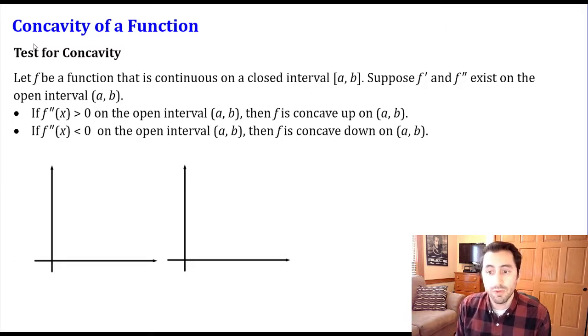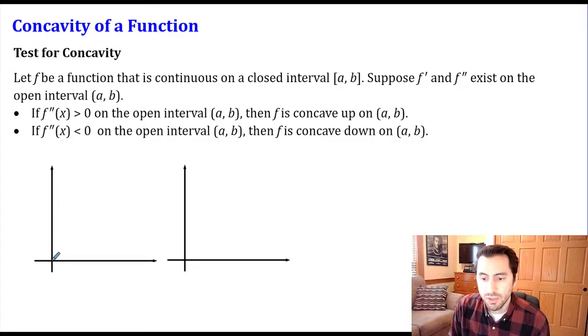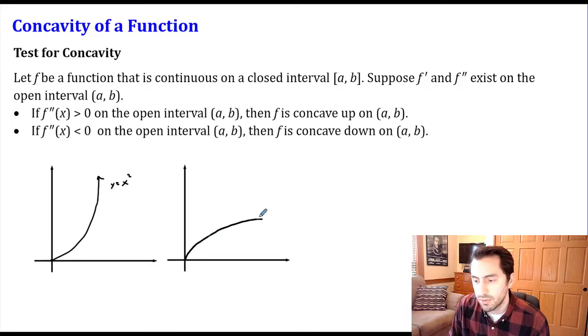So the first thing, let's figure out why the second derivative tells us the concavity of a function. I'm just going to take a look at two simple, specific examples. So the first one, let's think about the positive portion of the x squared function. We'll say that this is y is equal to x squared. And then let's also take a look at our square root function that looks something like this.